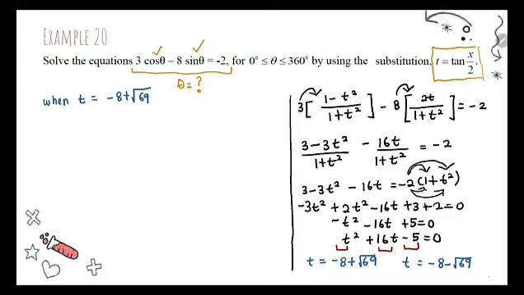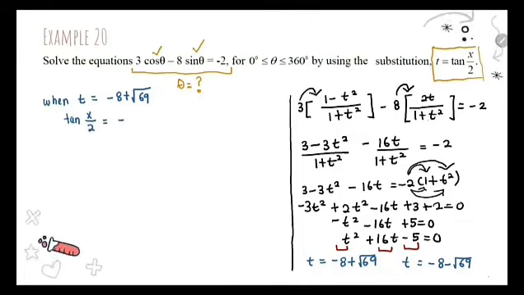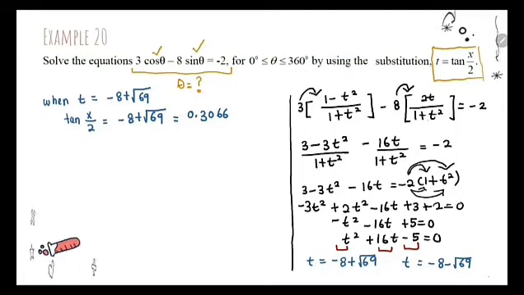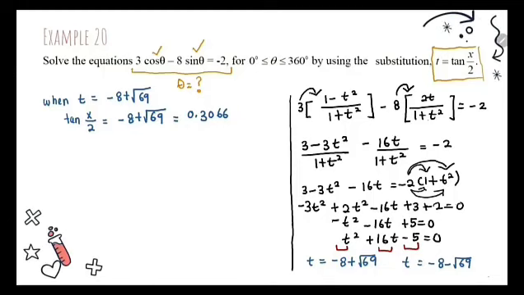So remember, when we want to find the solution, we will go back to what is t. If you remember, t is tangent x over 2. So tangent x over 2 is -8 plus square root of 69. Now what is -8 plus square root of 69? The value is 0.366. Now the positive value here shows that this angle falls on the first and the third quadrant. So tangent positive, we will have one angle in the first quadrant and the second angle in the third quadrant. Okay, because this is tangent positive.